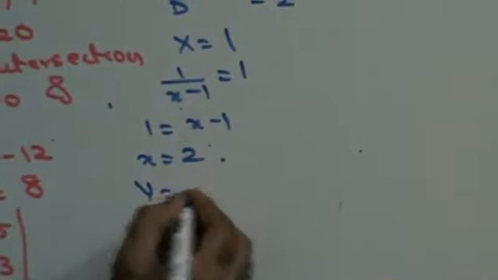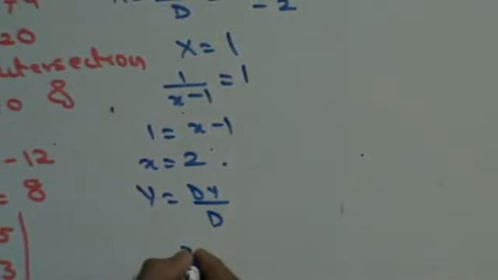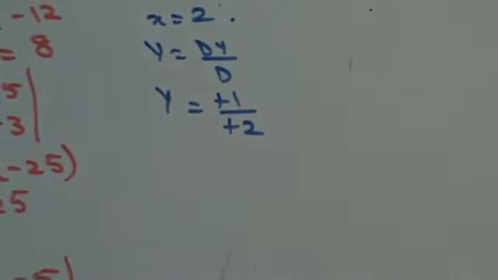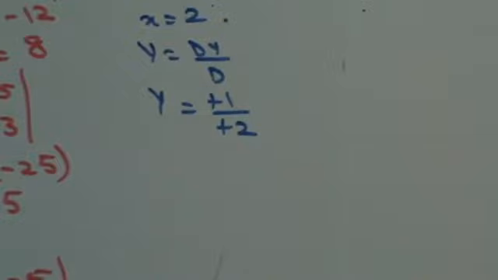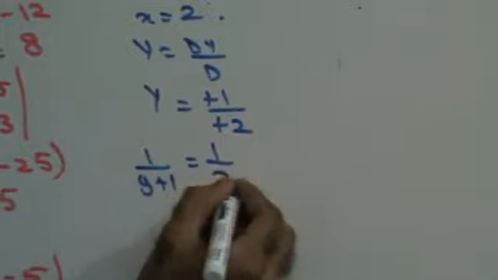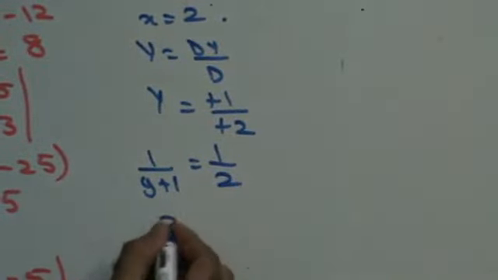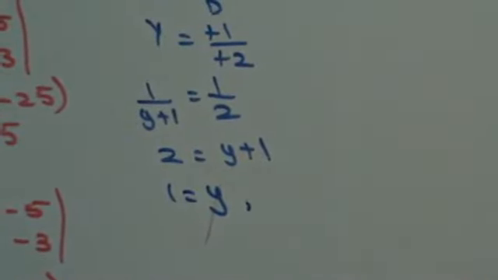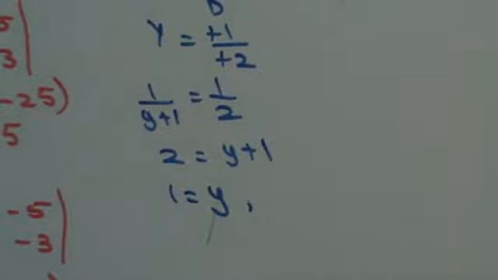Similarly, I can say Y is equal to Dy upon D. Dy is minus 1. D is minus 2. Right? So in that case, now I'll get therefore Y is equal to 1 upon 2. But what is the value of capital Y? Capital Y is nothing but 1 upon y plus 1. So 1 upon y plus 1 is 1 upon 2. Cross multiply, so I'll get 2 is equal to y plus 1. Take 1 on the other side, 2 minus 1. 1 is equal to y. So you will get your value of x and y. Right? Do we get this? Let's see another similar sum like this.